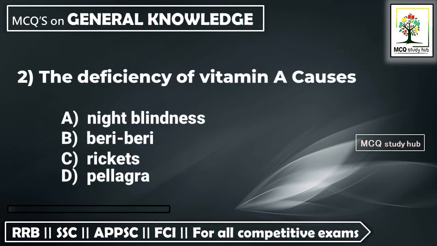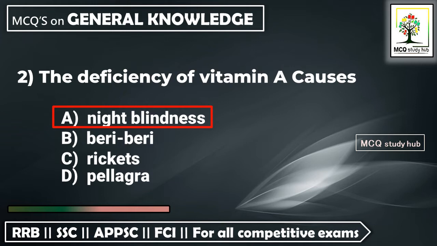Question number 2: The deficiency of vitamin A causes. Option 1 is night blindness. Option 2 is beriberi. Option 3 is rickets. Option 4 is pellagra. The correct answer is option A, that is night blindness.